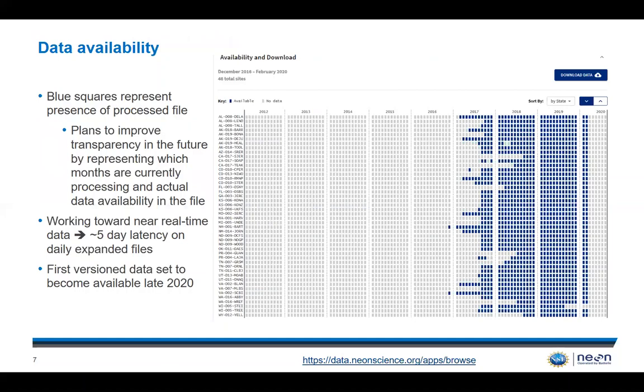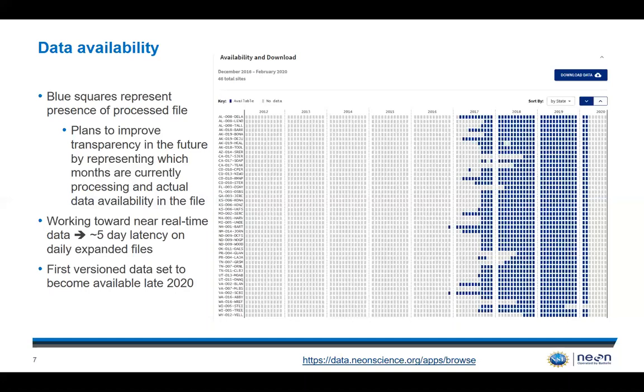This is a current snapshot of the eddy covariance bundled data product availability. The blue boxes represent site months where data is available for download. We are now just catching up with the scaling of the eddy covariance processing pipeline and currently running at about a month and a half latency.